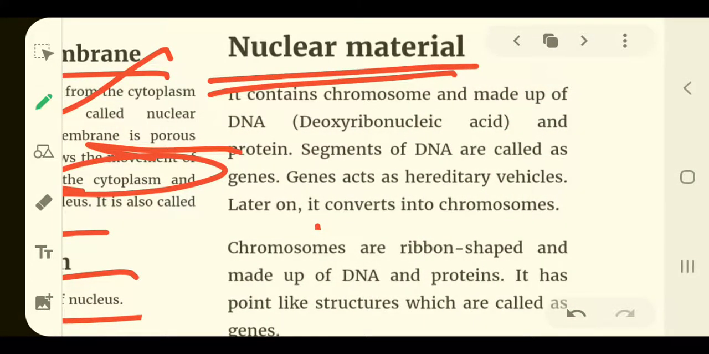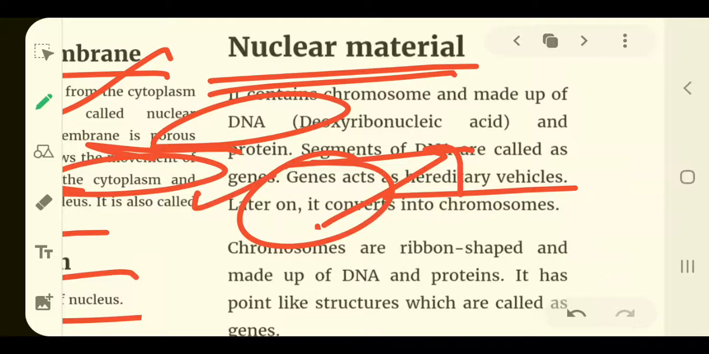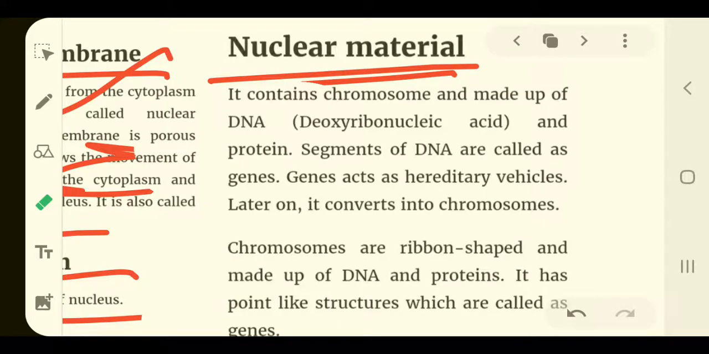Then the nuclear material, that you must be clear about. It is made up of DNA, and the part of DNA is called genes, and genes are the hereditary vehicles. Matlab, they carry the characters of the parents to the offspring or young ones. So whatever feature you have in your body, you are getting from your parents, and that feature came to your body through genes, okay, which is a part of DNA. So you can imagine how complex the nucleus is.